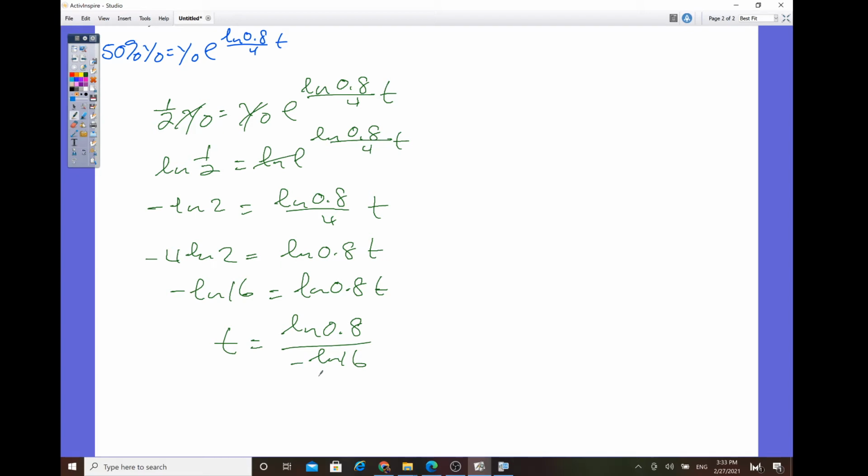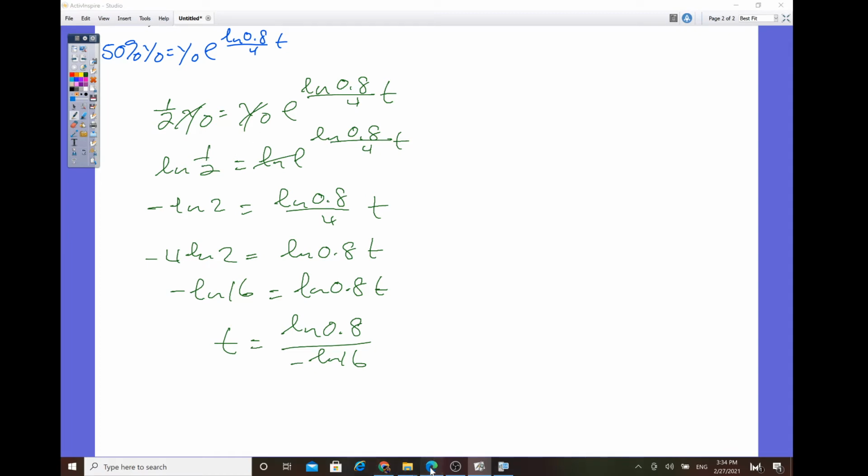So natural log of 0.8 divided by negative natural log of 16. So the one that I found, it takes about 0.08 in order to get down to half-life. Okay, so this one looks like it doesn't make sense.